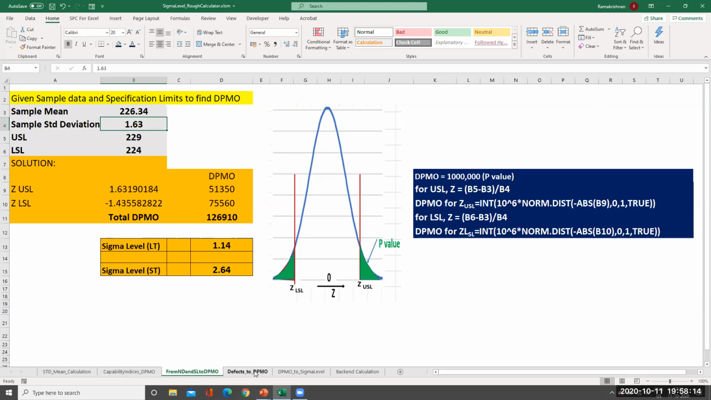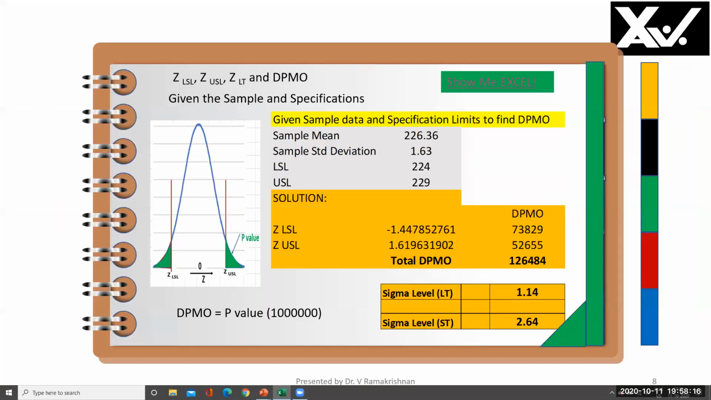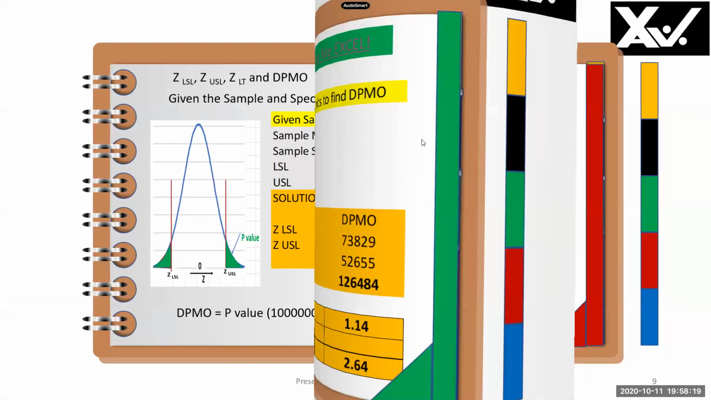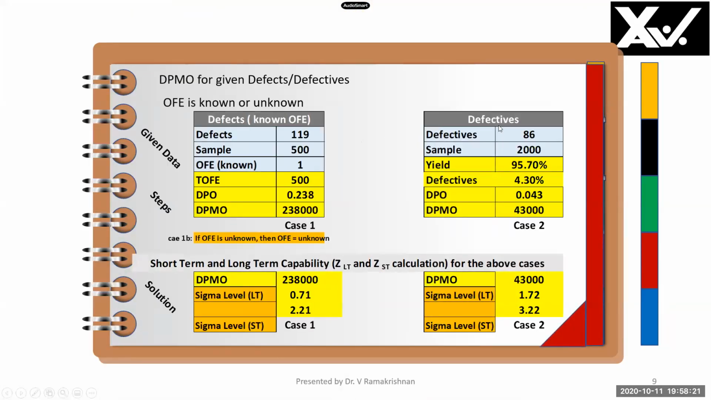Now we will go to the defects and DPMO. There are two cases here. For defectives, one case. For defects, there are two options: OIF is known or OIF is unknown. If it is known, whatever value you put, I'll multiply this with the sample size, so I'll get the total opportunity for error. And then DPO is nothing but defects divided by total opportunity for error, that is defects per opportunity. Multiplied by a million, I'll get defects per million opportunities.